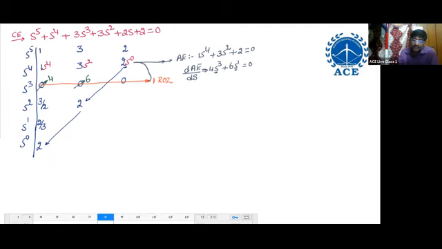Some students said stable. Very good, marginal stable. So don't say it is stable. Whenever a row of 0 occurs, forget about the stability. Stability gone, that's all. Row of 0 occurs means stability gone. It may be marginally stable, it may be unstable.